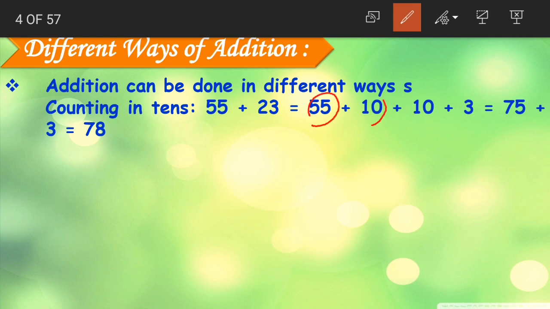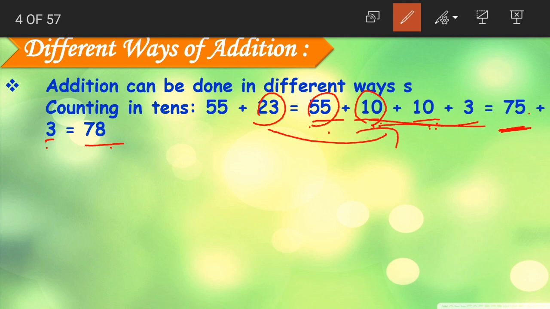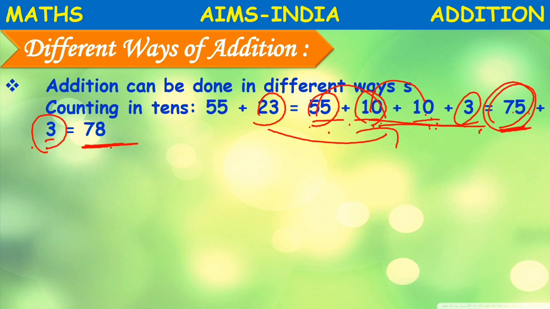When I say 55 plus 10, we know that 55 plus 10 becomes 65, and when another 10 is added to it, it becomes 75, right? Then we have 3, which gives 78. 75 plus 3 is equal to 78. Understood children? We've split up 23 into tens: 10 plus 10 plus 3. 55 plus 10 gives us 65. Again 65 plus 10 gives us 75. Then we have 3. 75 plus 3, we got 78.